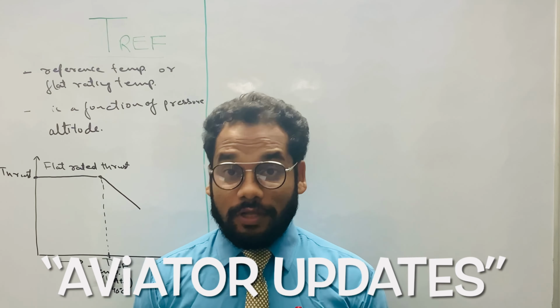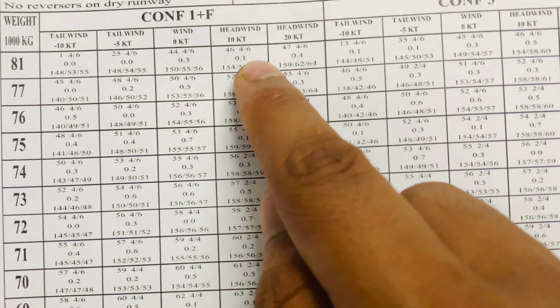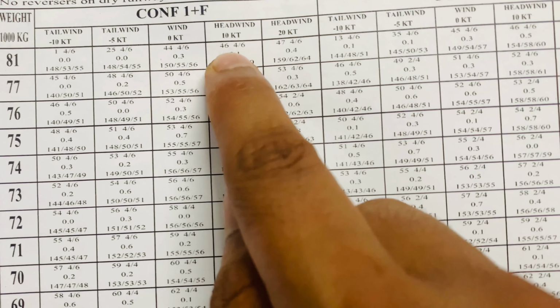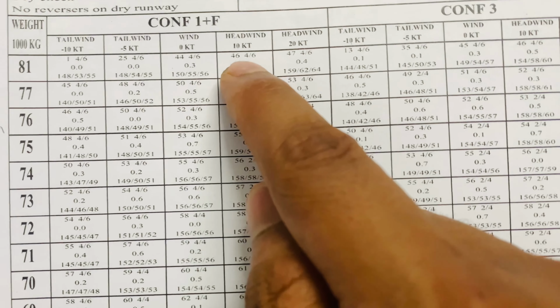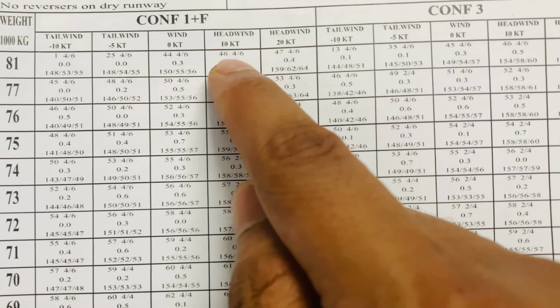Now this 81.1 tons is for a box temperature of 46, or OAT of 46. Our OAT today is not 46, it is 26 degrees Celsius. So if you want to compute for 26 degrees Celsius, you have to extrapolate, you have to go beyond this box. For 26 degrees Celsius, there will be a particular weight which will obviously be higher than 81 tons. That's what we have to calculate in our example.